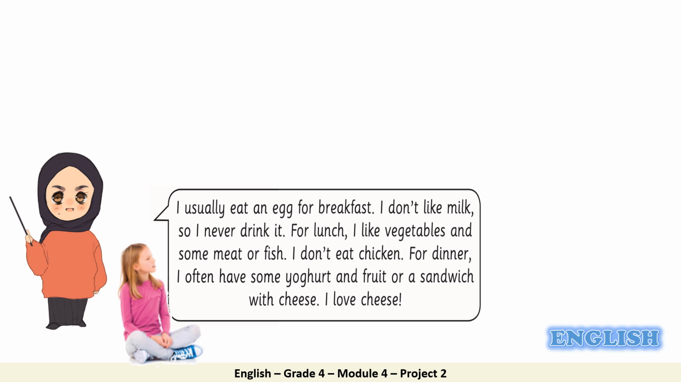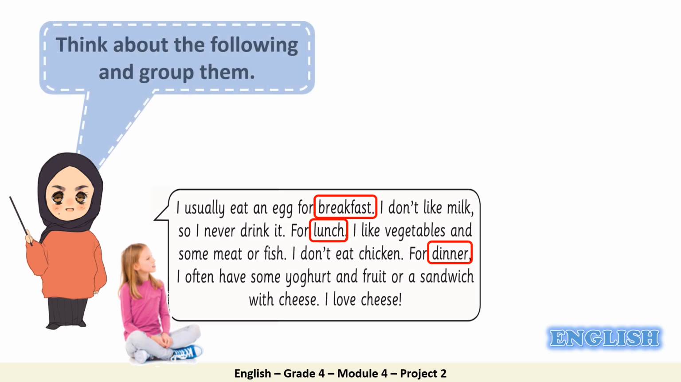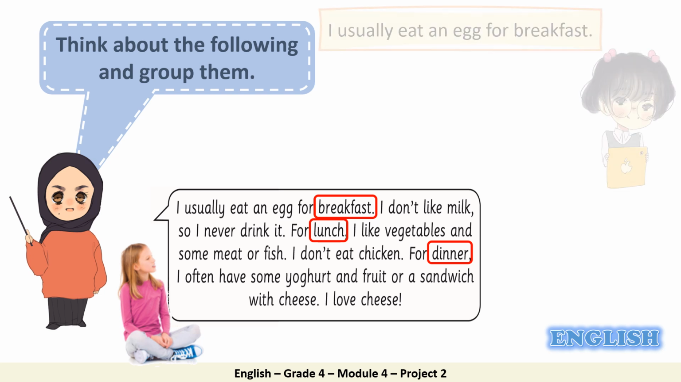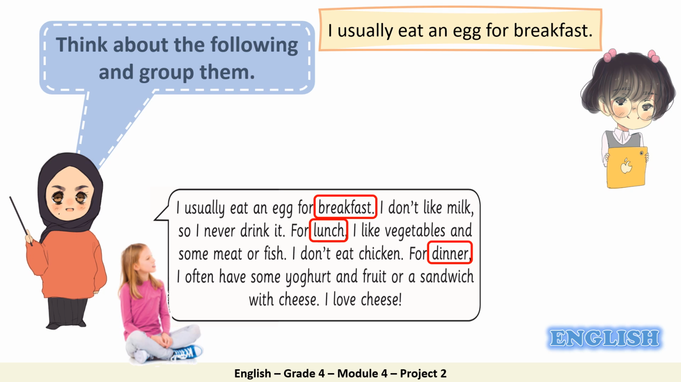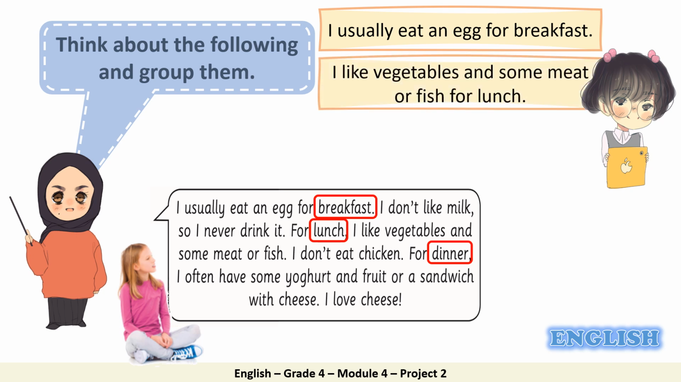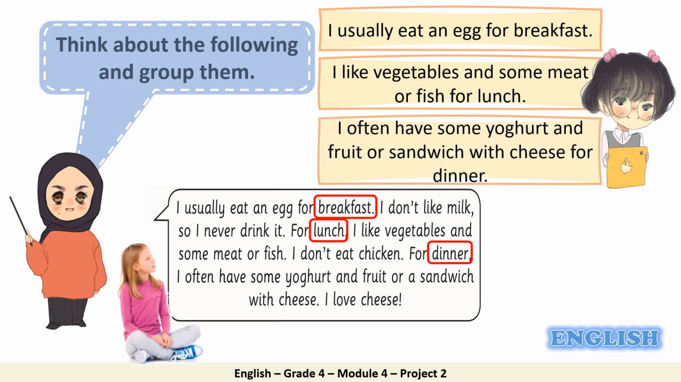Now let's continue and read with me. Breakfast, lunch, dinner. Whenever you want to write about your eating habits, you need to think about the food you eat in each meal. And try to write them down in a list and group them. Read with me the examples. I usually eat an egg for breakfast. I like vegetables and some meat or fish for lunch. I often have some yogurt and fruit or sandwich with cheese for dinner.